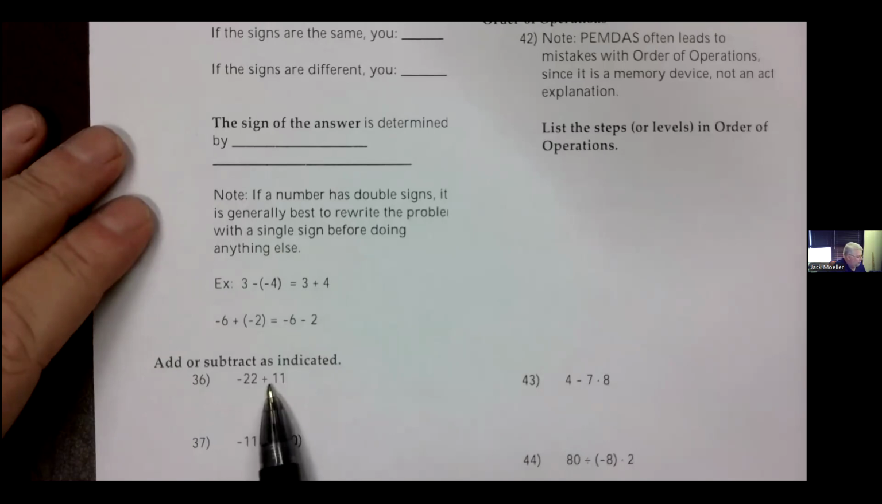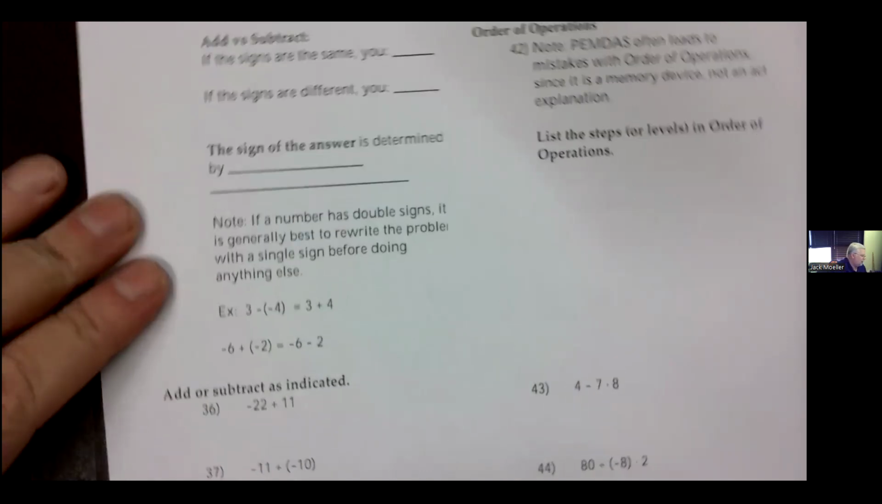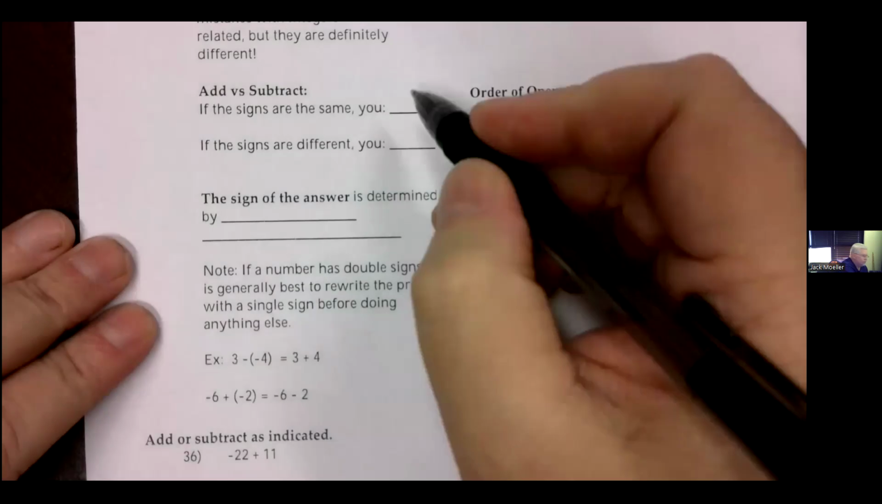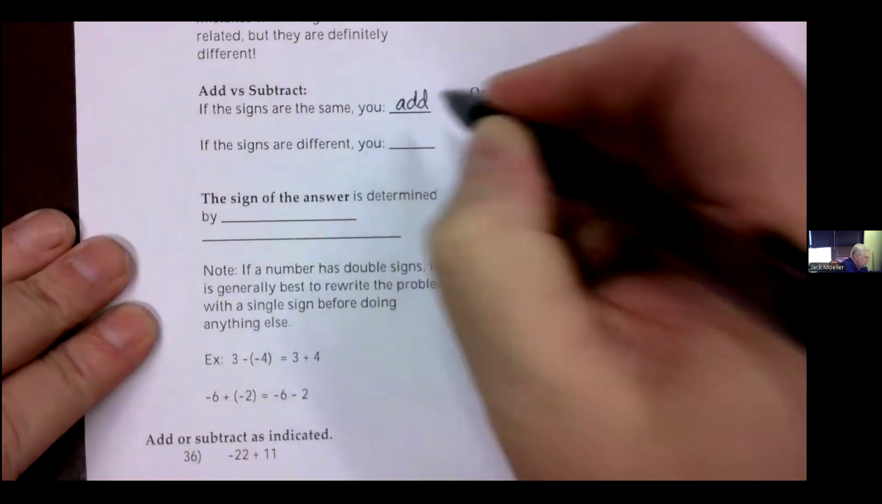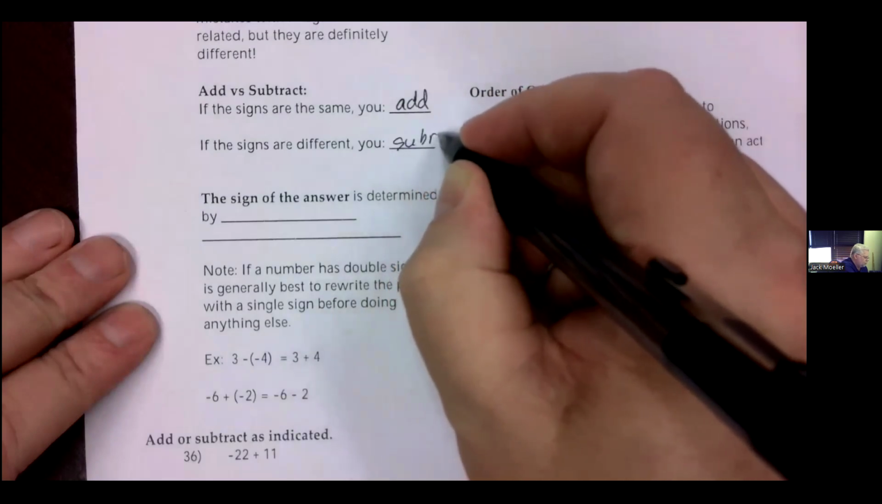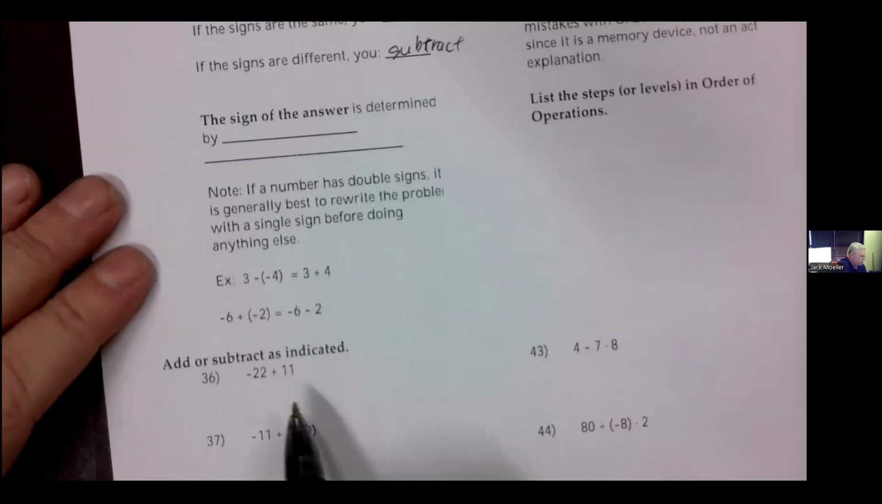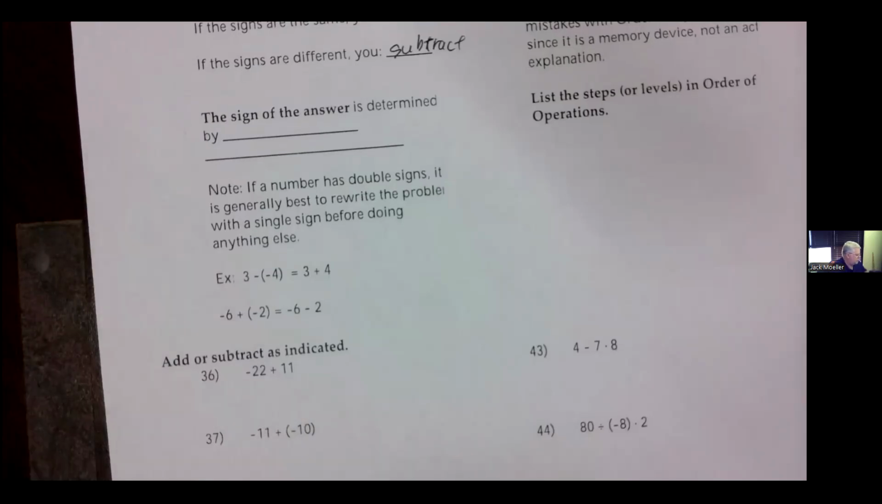Okay, and so if the signs are the same, if they're both positive or both negative, then we're going to add. So signs are the same, you add. Signs are different, you're going to subtract. And the reason being, go back to the number line. So if you think of this on the number line, the -22 plus 11.